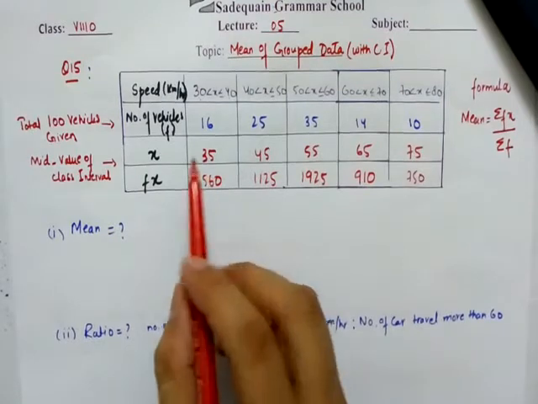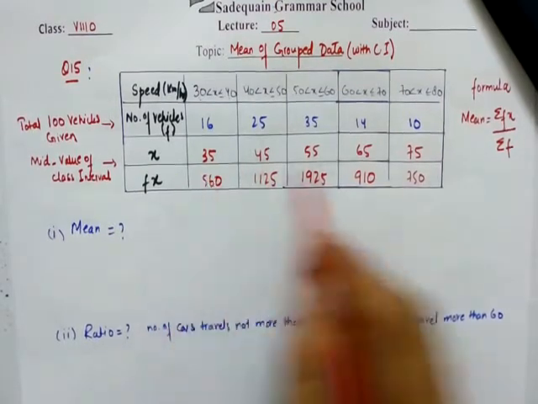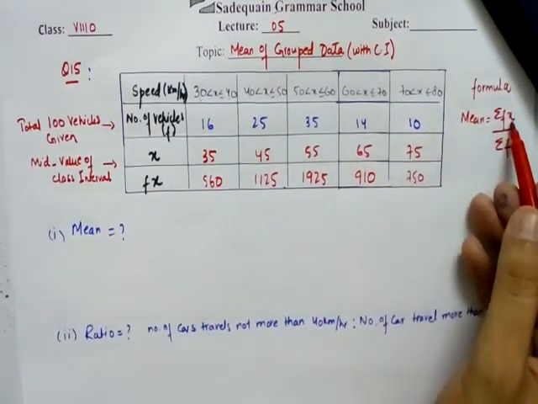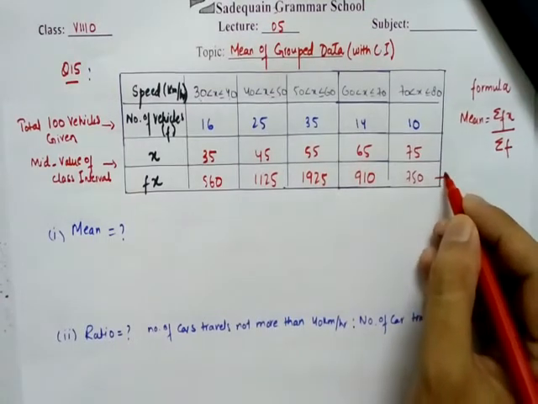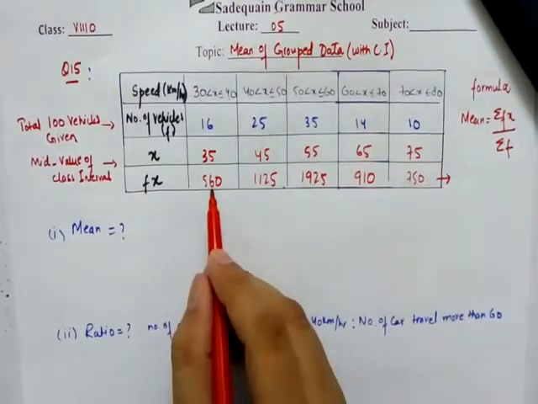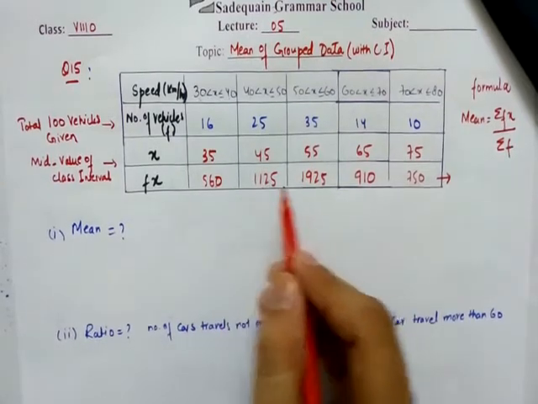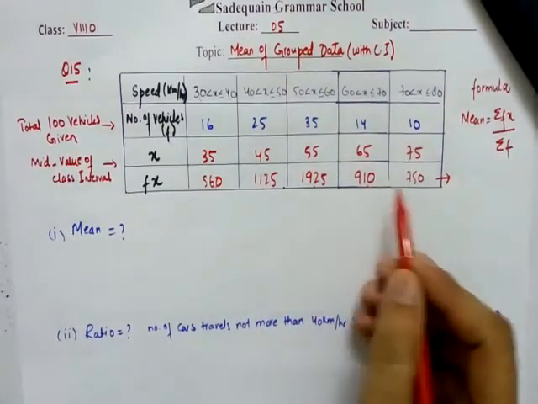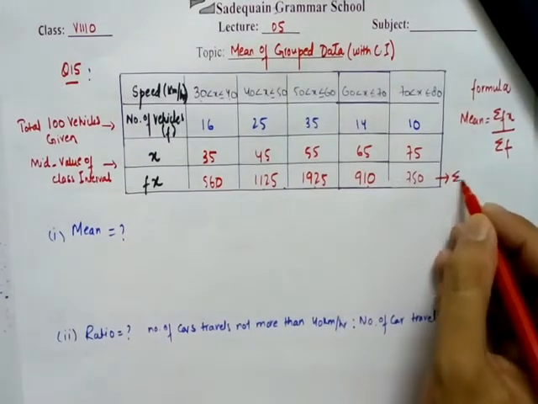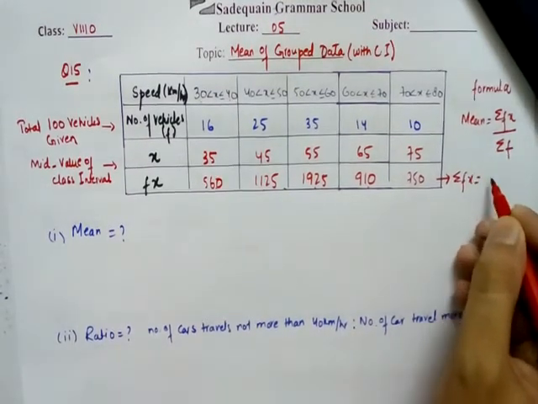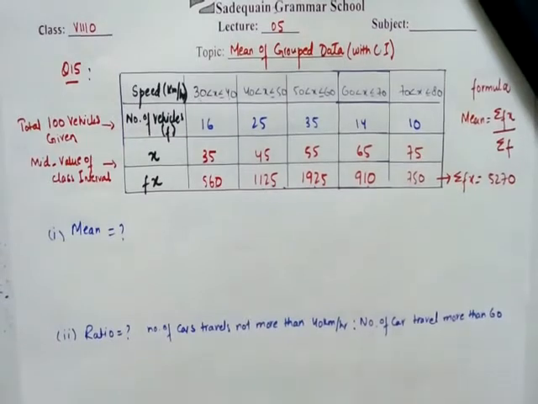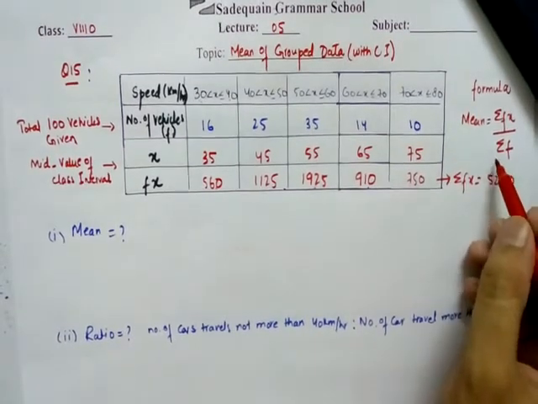So after getting all these, as the formula suggests, summation fx. You have to add all these values. 560 plus 1125 plus 1925 plus 910 plus 750 would be our summation fx, and that is equal to 5270.